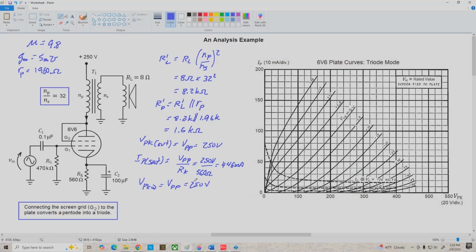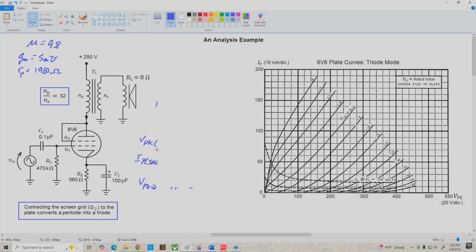Next thing I want to do is plot my bias line. So let's make some room here, and we'll do that. And here we go. All right, remember we're going to start by creating this little table where we choose convenient values of VGK and find the resulting plate current values. And remember, IP equals negative VGK divided by RK. So the one I like to start with is VGK equals 0 volts. That gives me 0 milliamps plate current.